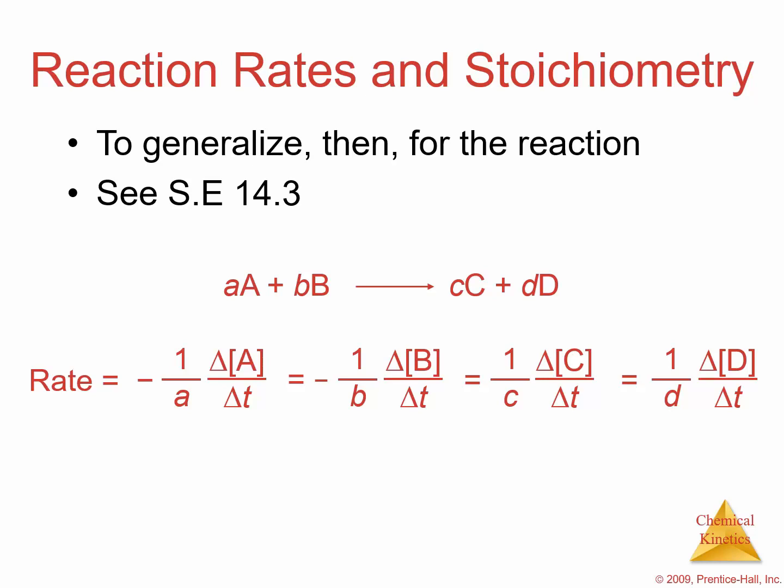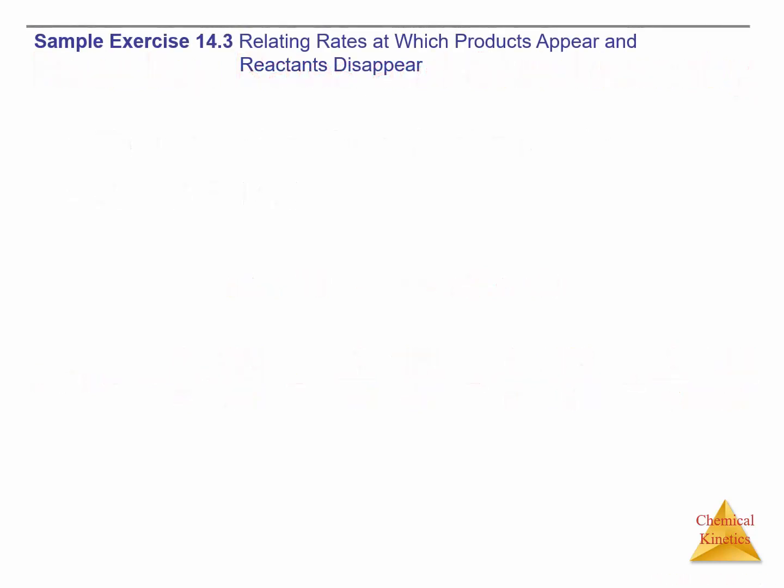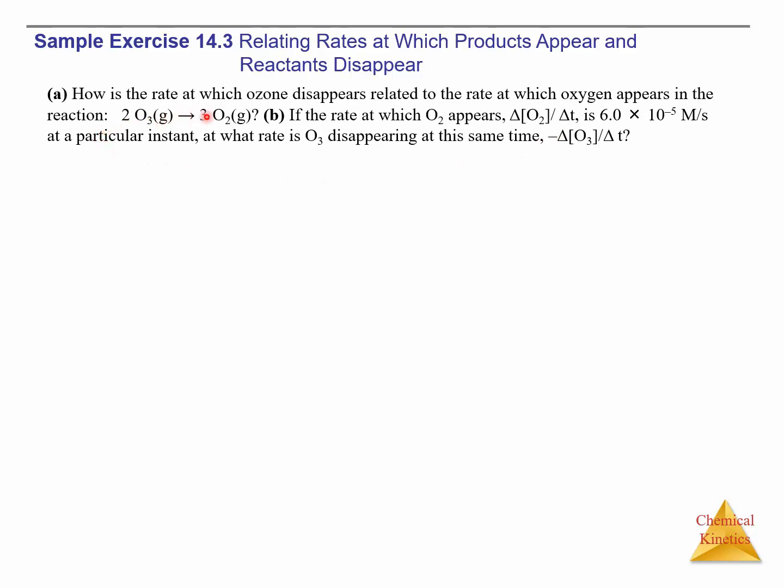Let's solve the following sample exercise relating rates at which products appear and reactants disappear. How is the rate at which ozone disappears related to the rate at which oxygen appears in the reaction 2O3 gas to give 3O2 gas? Now, B. If the rate at which O2 appears equals this value at a particular instant, at what rate is ozone disappearing at this time?